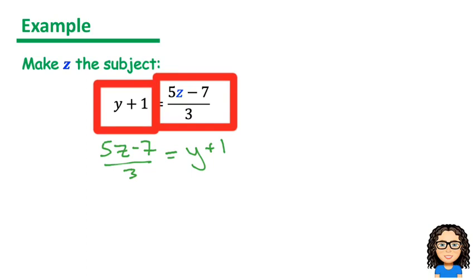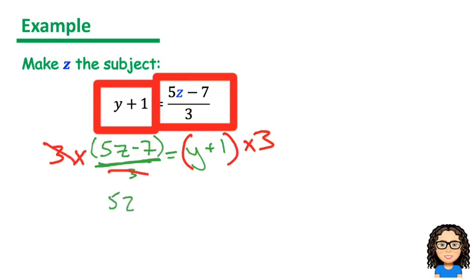Now I need to think, what do I do next? What I've got is this divided by 3. So it's that whole thing, 5z minus 7, all being divided by 3. So there are invisible brackets around here. I need to get rid of this divided by 3. The opposite of dividing by 3 is to multiply by 3. So I'm going to multiply both sides by 3. That means this 3 will cancel out on that side, and I'm left with 5z take away 7. And on that side, I'm going to have my 3. I'm just going to put that first, bracket y plus 1.